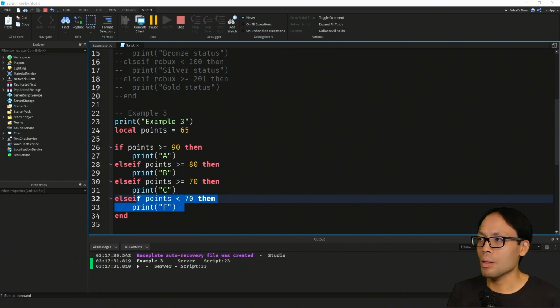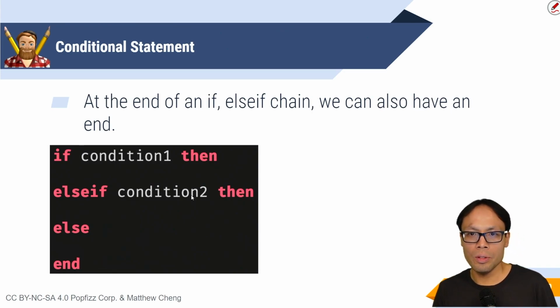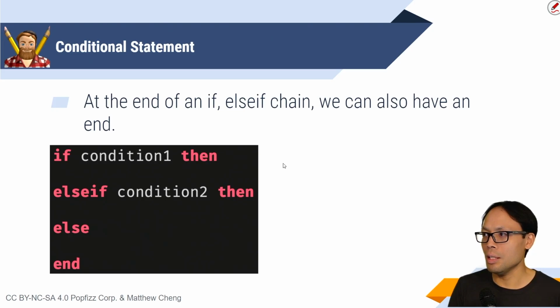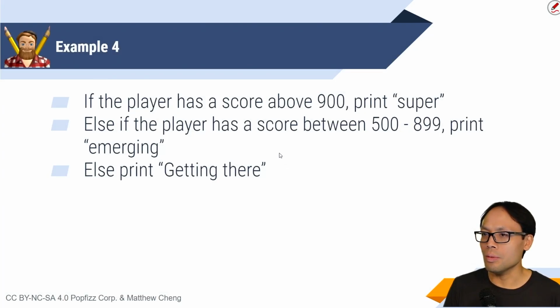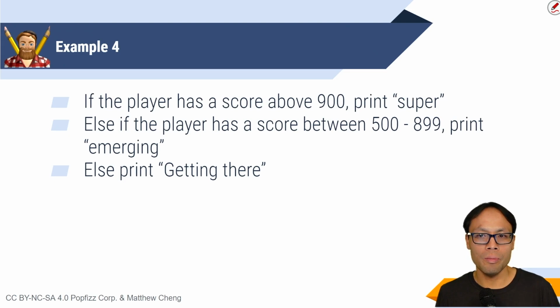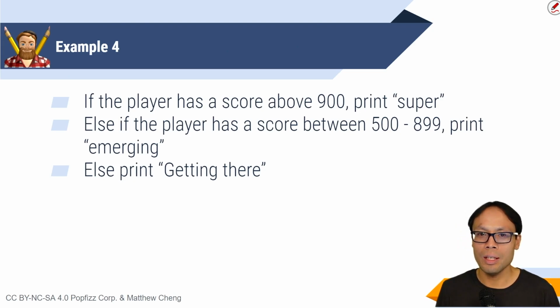All right, now let's take a look at another version of this. So at the end of an if chain, we can also have an else and an end. So let's try our last example here. If the player has a score of 900, we're going to print super. Else if the player has a score of between 500 and 899, we're going to print emerging. Else will print getting there.